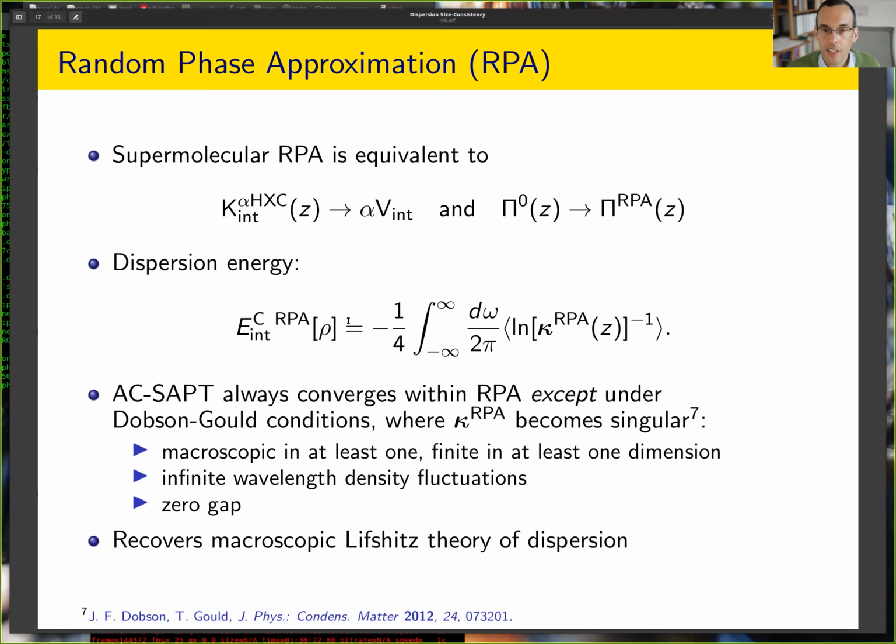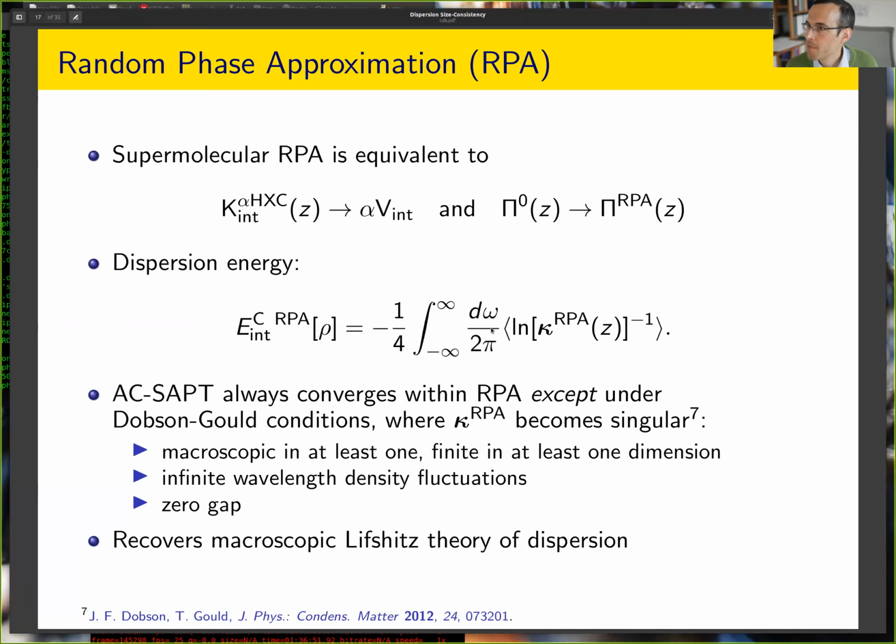And this gives us this expression for the dispersion energy. We can integrate this and we get this logarithm of the inverse screening constant. And this is great because now we see immediately, as long as the norm of kappa stays below 1, we can expand this in a Taylor series around kappa equals 1, right?